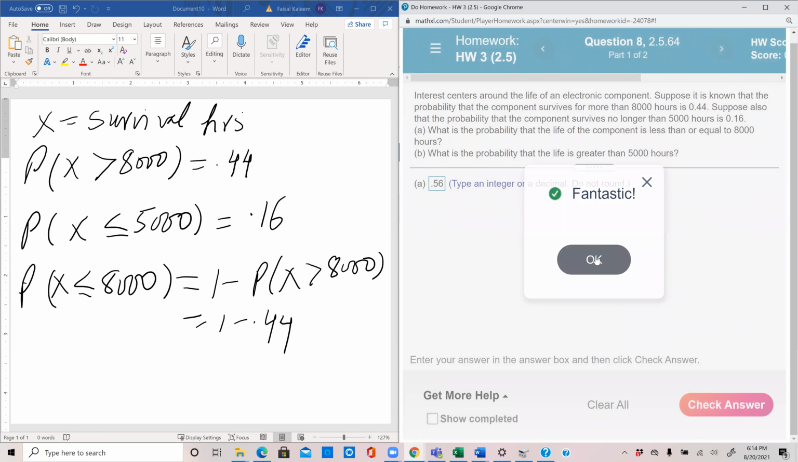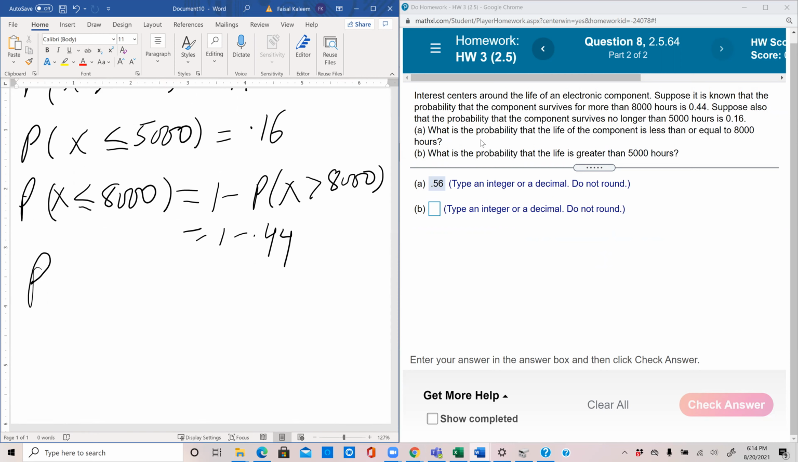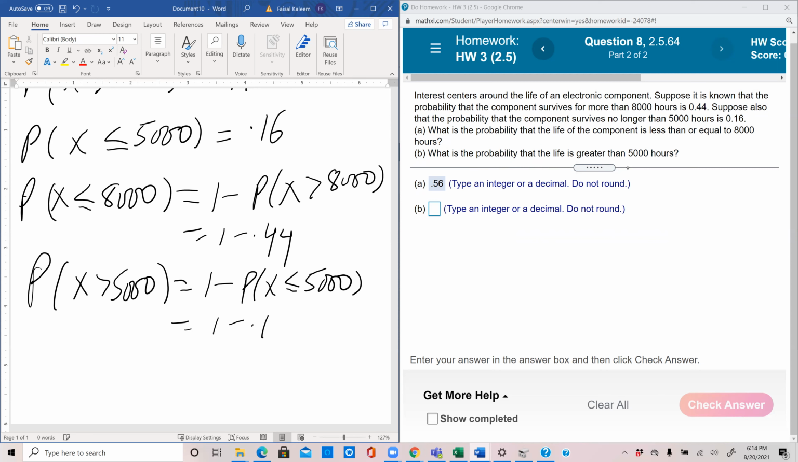And in part B, we have to find the probability that the life is greater than 5,000. So X greater than 5,000. Greater than 5,000 is the complement of less than or equal to 5,000. So it'd be 1 minus the probability X less than or equal to 5,000, equals 1 minus 0.16 equals 0.84.